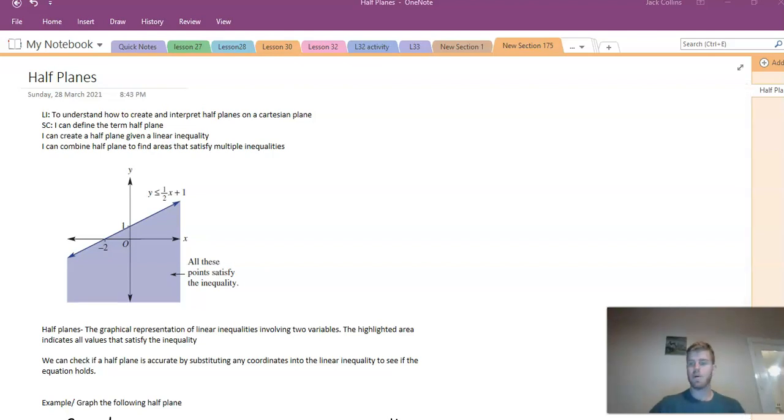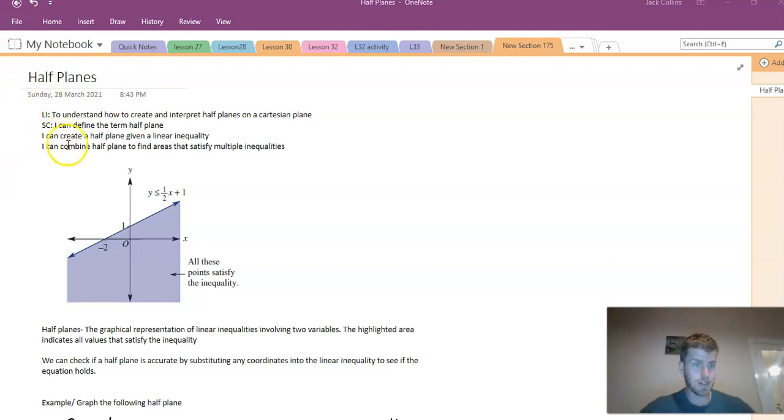Hi team. This video will be covering a 10A topic looking at half planes. So this is combining a lot of the skills that we've covered in this topic, including graphing equations, solving inequalities, and lastly, solving simultaneous equations.